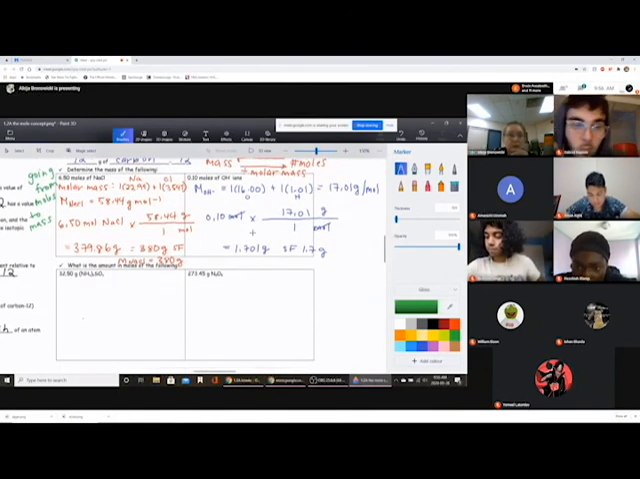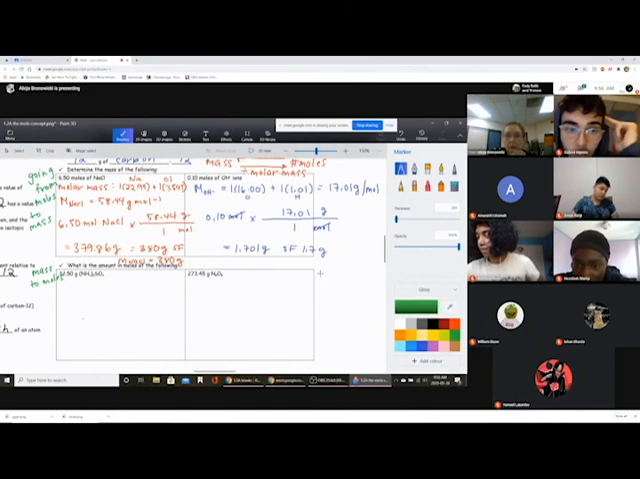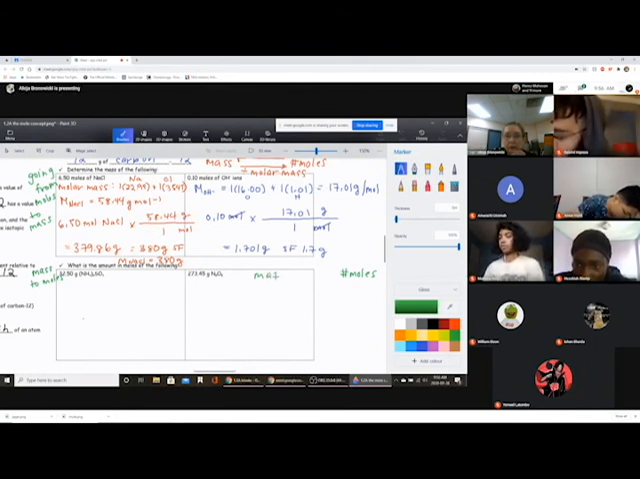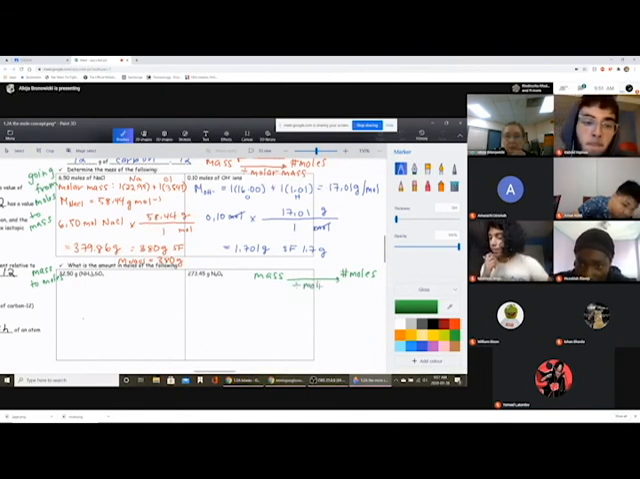So here now, we're going from mass to moles. And if we redraw our mole bridge, I have my number of moles, I have my mass. If I have mass and I want moles, I divide by molar mass. If I have moles and I want mass, I times by molar mass.